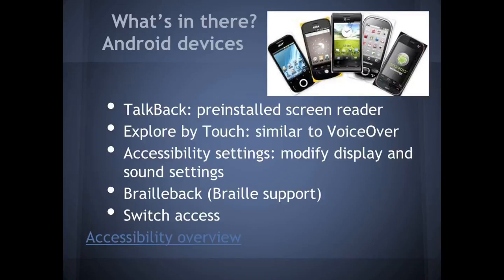So there are a lot of updates with both Android and iOS devices, and I did some research for those of you who are Android users. TalkBack is a pre-installed screen reader. It's been around forever. Explore by Touch is similar to VoiceOver, and we'll be going over that in just a few minutes. And there are accessibility features that modify display and sound settings. New to Android is Braille Back, and that's Braille support, like attaching a Braille keyboard to a device in order for a person with blindness or low vision to be able to create Braille, and increased switch access.